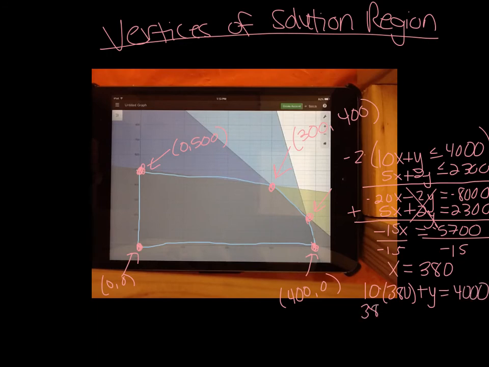So 3,800 plus y equals 4,000. So then y must equal 200. So this final point of intersection is 380, 200. So now that I have my vertices, 0, 0, 500, 0, 300, 400, 380, 200, 400, 0, I'm ready to test them in my profit equation to figure out which one gives me the maximum profit.